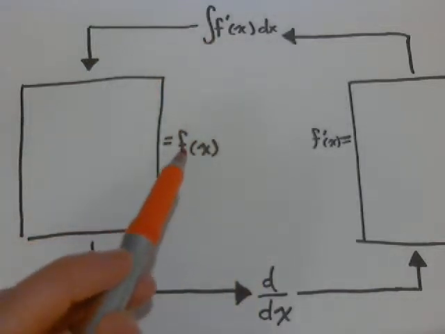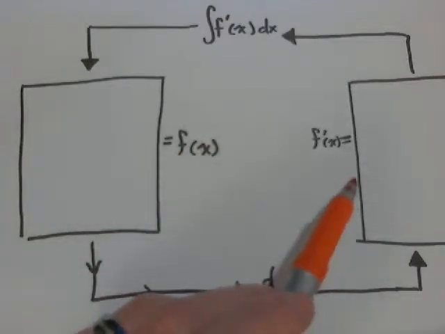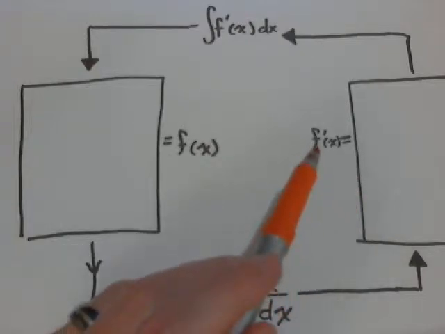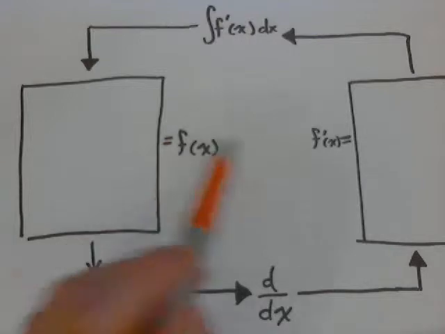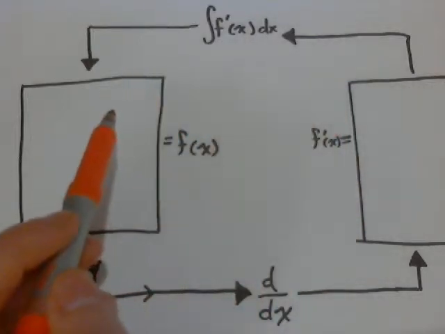So if you have some function f and you want to know what its derivative is, you do the derivative, which you're already well versed in. And then if you have the derivative and you want to know what the original function is, then you take the antiderivative, and that brings you back over here.